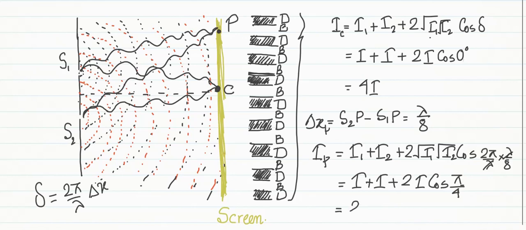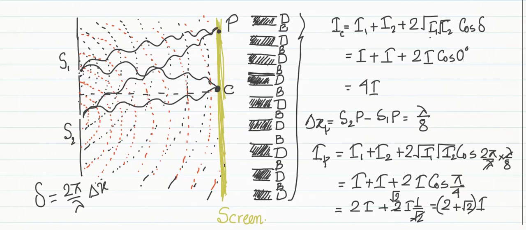So it is basically I plus I is 2I, and I am writing 2I times cos pi by 4, which is 1 by root 2. So root 2 and 2 cancel out, and it becomes simply root 2. So this becomes 2 plus root 2, multiplied by I.